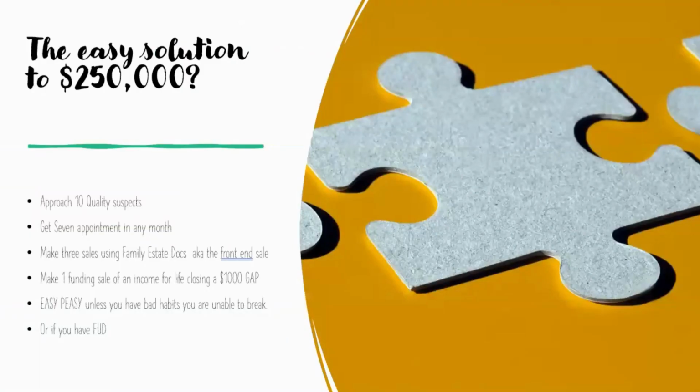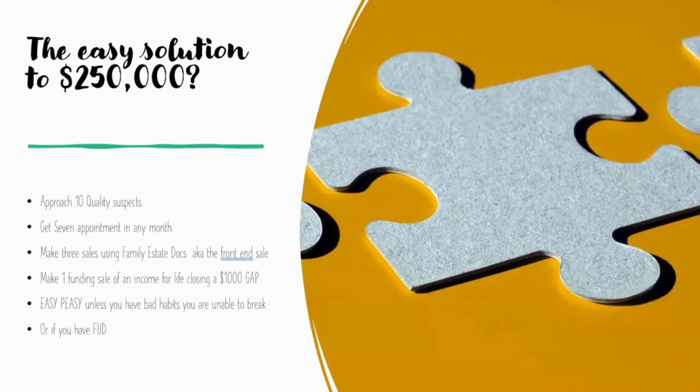So the easiest solution is to make $250,000 a year. And if you folks that are wanting to build a downline, you want to build an agency, why do you want a bunch of people that are barely going to make $25,000 a year? What good is that? If you approach 10 quality suspects, get 7 appointments in any month, the easiest thing in the world is a personal observation of somebody that you think would benefit from a conversation with you about estate planning. Get 7 appointments in any month. Make 3 sales using family estate docs, which I call the front end sale. Make 1 funding sale of an income for life, closing a $1,000 gap.